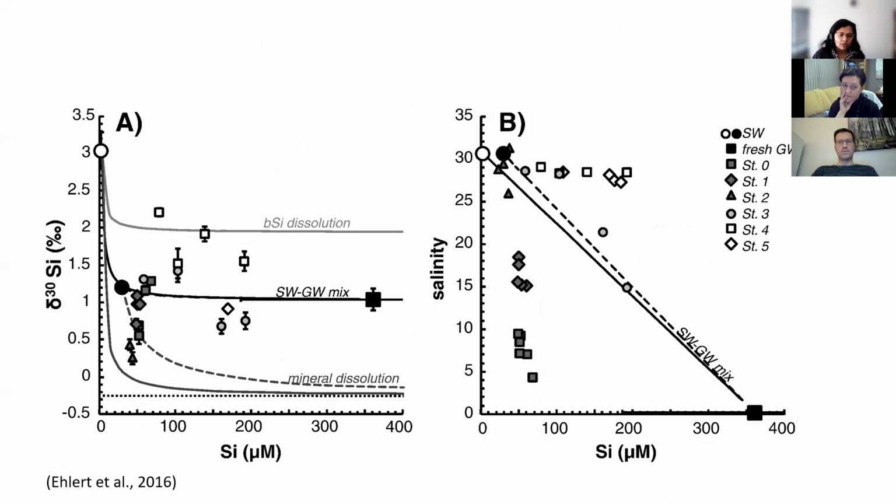And they go on to do these mixing diagrams. So here at the top in panel A, this is the values you would expect if you were just dissolving a biogenic silica substrate. The bottom, this dashed line, is what you would expect if you were just dissolving minerals. The one in the middle is the mixing curve between seawater and groundwater. And you can see that these values of delta silicon 30 don't follow along any of those lines.